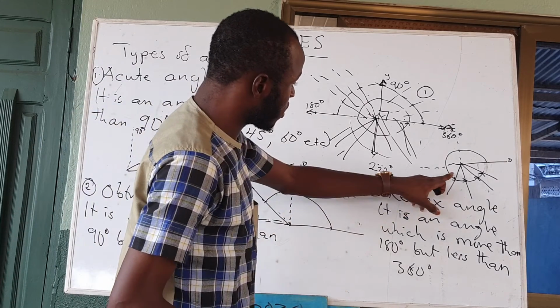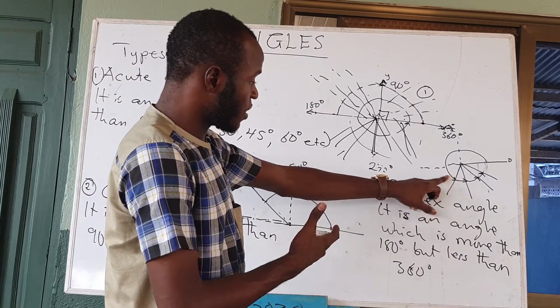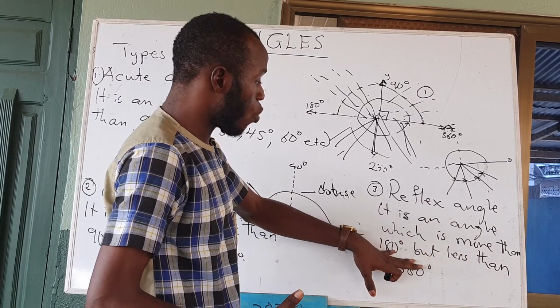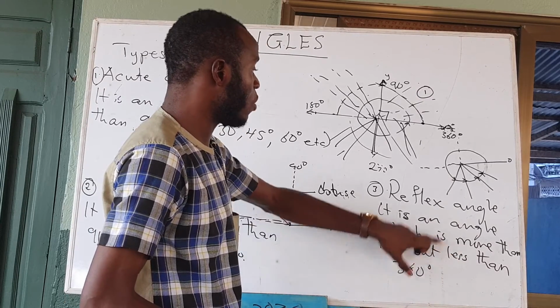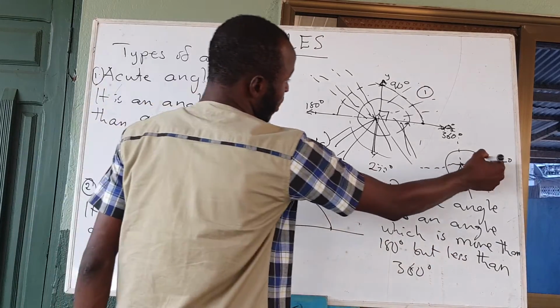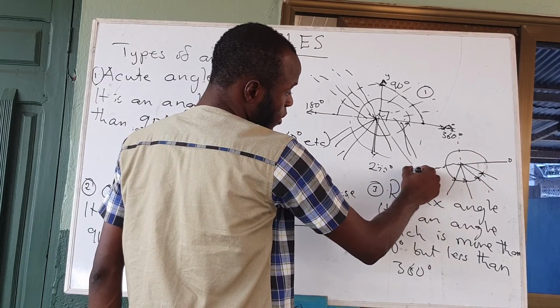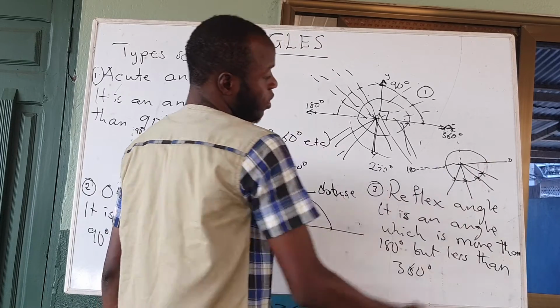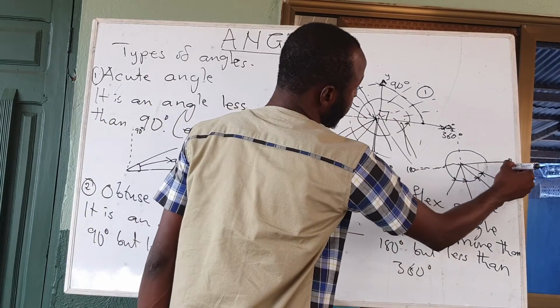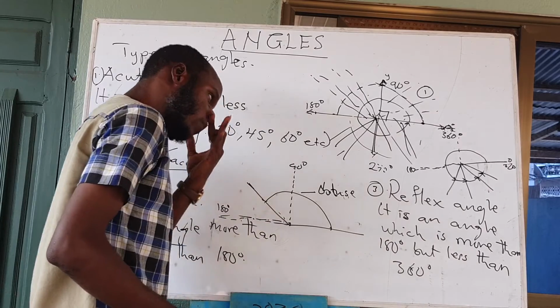Now the last one, which is the reflex angle, is also an angle which is more than 180 degrees but less than 360. That one too, the diagram is here. You measure it to exceed the 180 degrees point, but it will never reach the 360 degrees point, okay? So that one is the reflex angle.